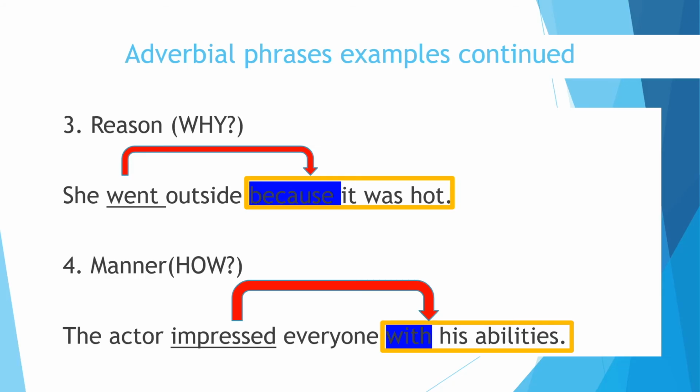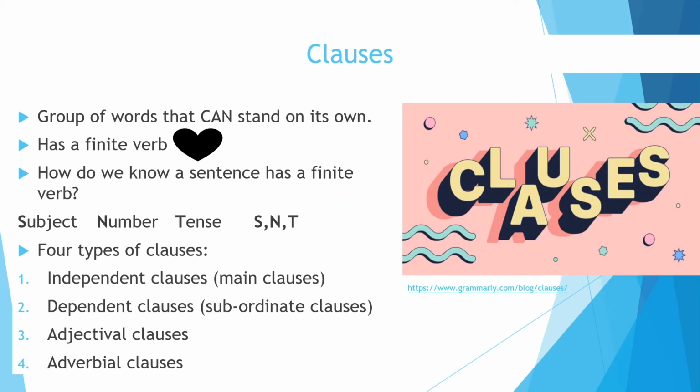How did the actor impress everyone? With his abilities. So the adverbial phrase of manner is with his abilities. Now, let's move on to clauses. Clauses are a group of words that can stand on their own. Why? Because they have a finite verb.